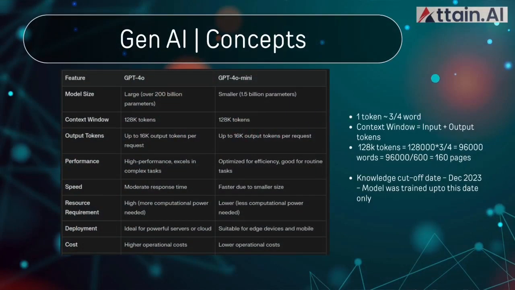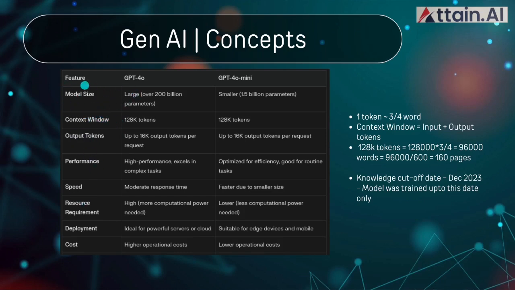Let me start with some generative AI concepts. I have taken this example of two large language models. One is GPT 4o and the other one is GPT 4o mini, just to give you an idea of what models are. When you look at a model, you look at features like model size and context window. I will explain them really quickly.